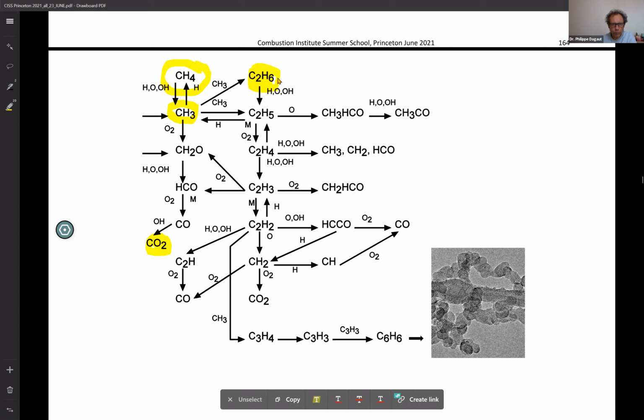Ethane will also be oxidized or consumed by H atom abstraction by OH radical, O and H atoms, to produce C2H5, and C2H5 can oxidize and produce acetaldehyde, which in turn can form CH3CO, and CH3CO can decompose and produce CH3 plus CO.